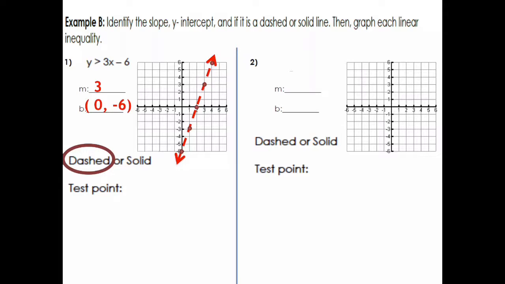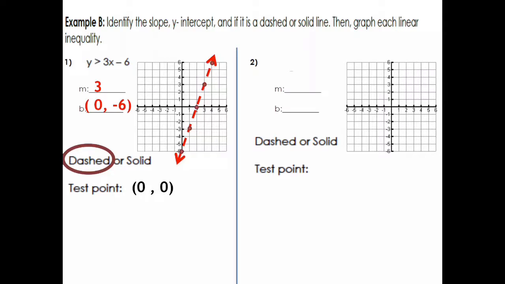And now we're going to put a test point in. Now the equation we're going to use is the inequality that was given, y is greater than 3x minus 6. Now I'm going to use the test point 0, 0 because it's easier to use that point. Now there will be times where you cannot use the point 0, 0. That's when the point 0, 0 is on the line.